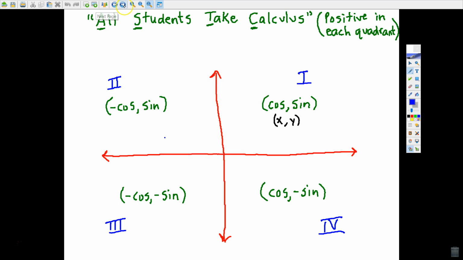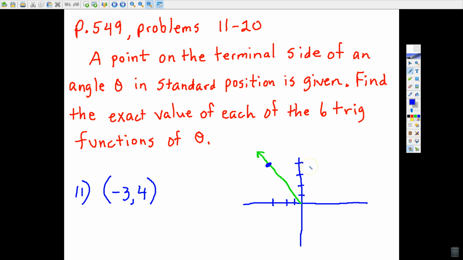Okay, so with that said, let's take a look at some problems like you're going to do, 11 through 20. And let's just read through the directions. A point on the terminal side of an angle. Remember, an angle has two sides. We talked about this way back at the beginning in lesson 7.1.